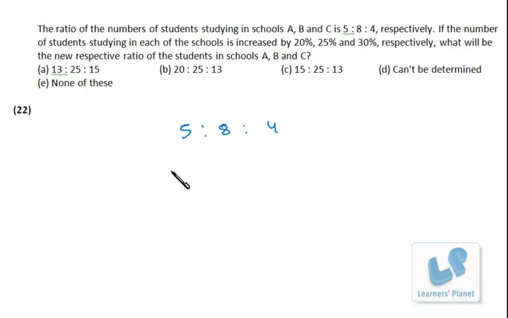So initially if it is 5, now it will be 5 into 1.2, right? Similarly it is 8 into 1.25 and this is 4 into 1.30, right? So this is the new ratio. Now look at the options. The third quantity should be a multiple of 13. So this option is eliminated. This and this we have 2.